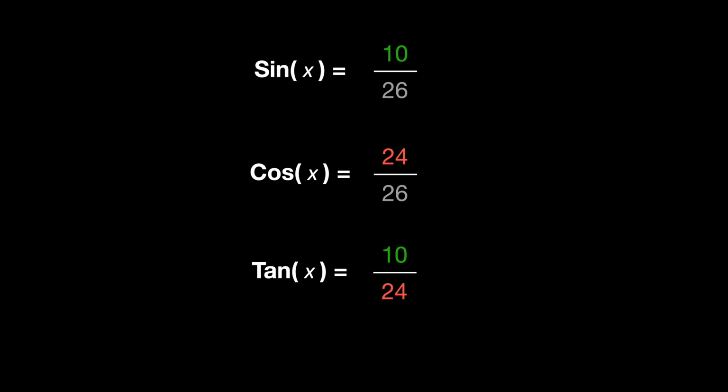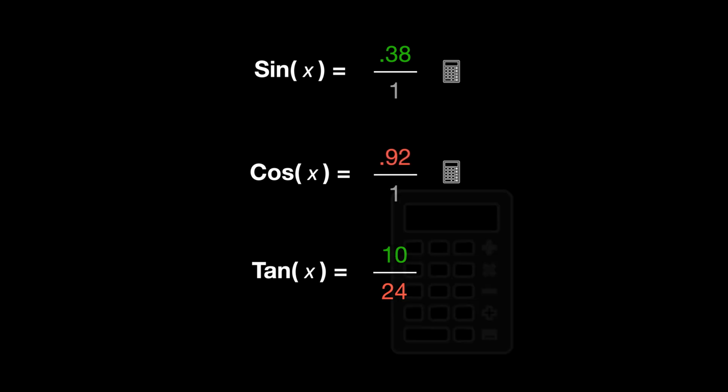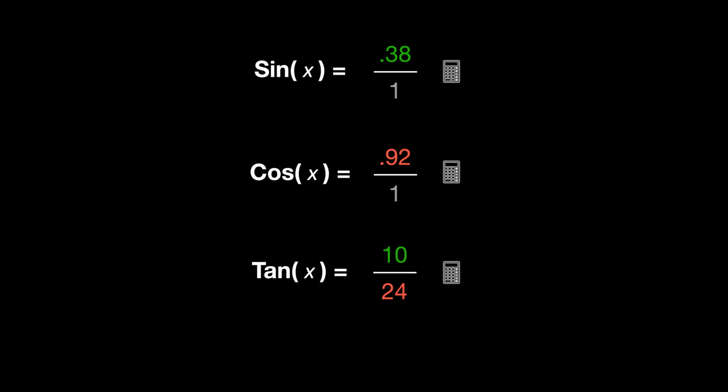When you have a variable inside the parentheses, first you get the side ratio to a decimal. So 10 divided by 26 is 0.38 over 1. For cosine, 24 divided by 26 is 0.92 over 1. And then 10 divided by 24 is 0.42 over 1. Once you have it set up like this, you would use the inverse, but we're going to go over that in a later video. For now, you just need to know how to set things up from this video.